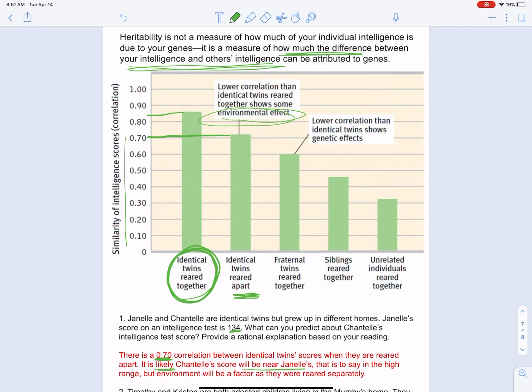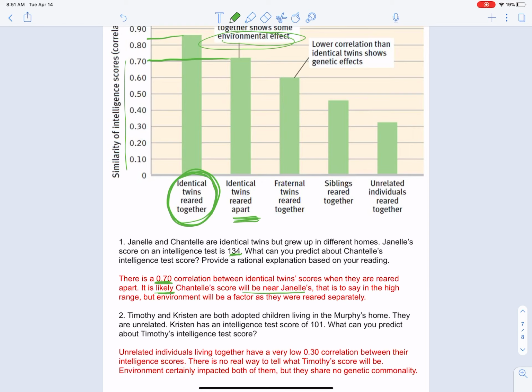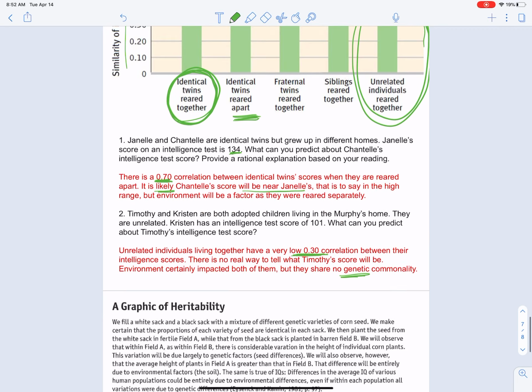But then, on the other side of this, we have Timothy and Kristen, who are both adopted children living in the same home, but they are unrelated. That would be this bar. Unrelated individuals reared together. So this has the lowest correlation, just a little bit above 0.3. So because these individuals have a very low correlation between their IQ scores, there's no real way to tell and predict what Timothy's score will be. So environment has impacted them both, but they don't have a genetic commonality, so you can't really make predictions based upon that low correlation and just them having the same environment.